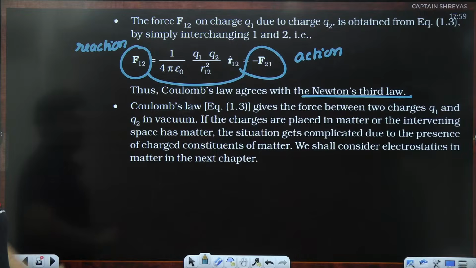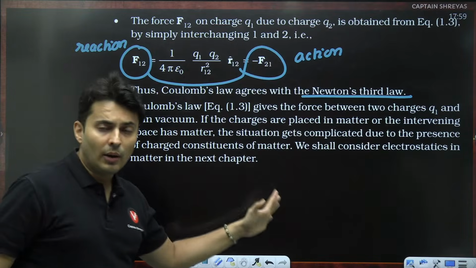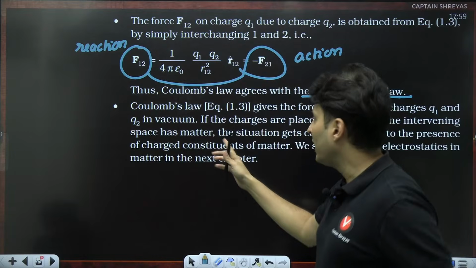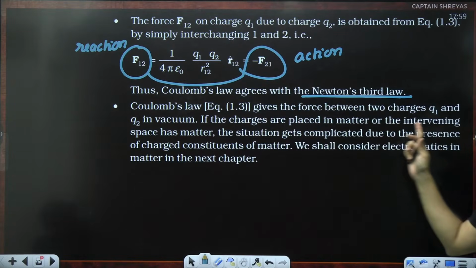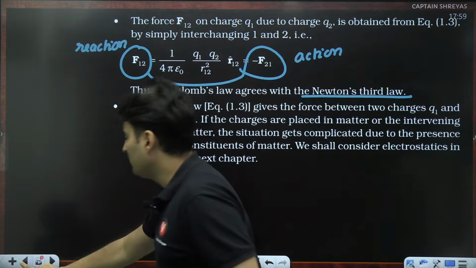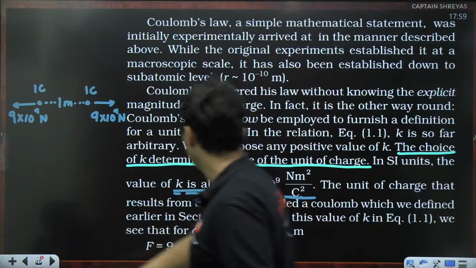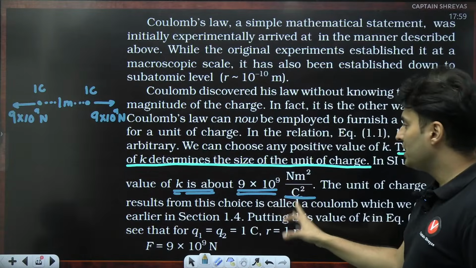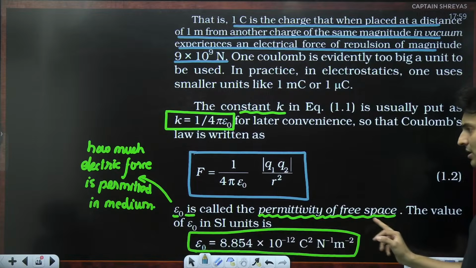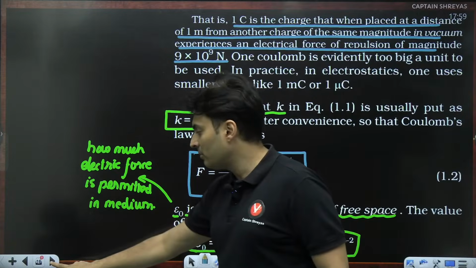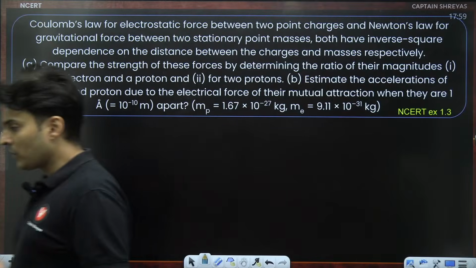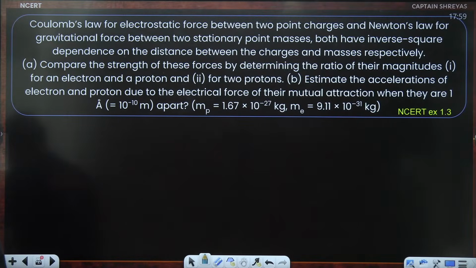I have also mentioned that now we are not worrying about the medium so much. We are just considering them in vacuum. If they are placed in some other medium, then we'll be studying that later on. Remember, I had just mentioned permittivity. That permittivity value will change depending on the medium being present. Right now, we are not worried about it, so this is not an important line. Let's talk about this question.